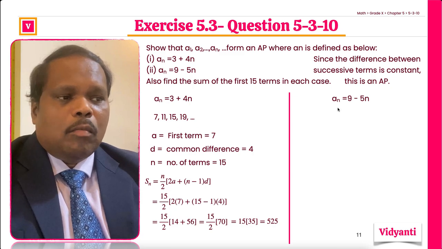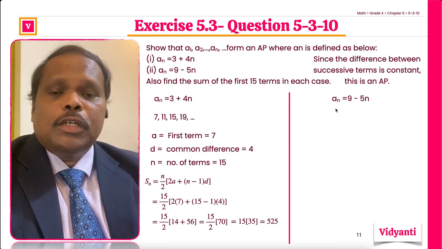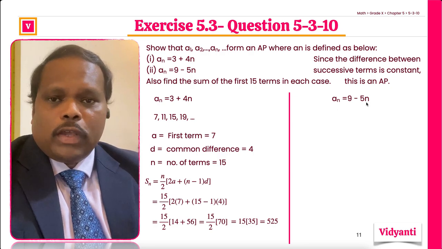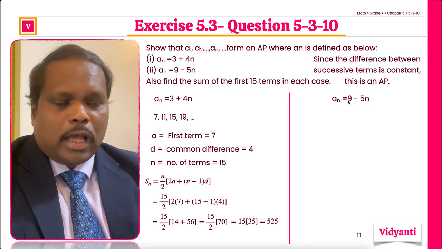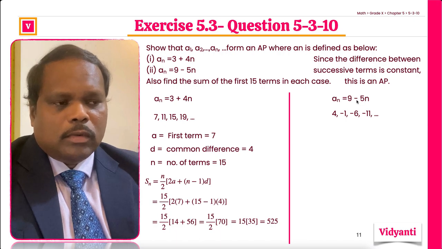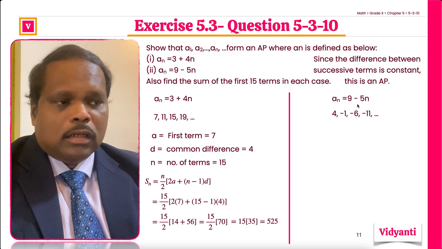Let's see the second case. a_n is 9 minus 5n. Again, we will use the same procedure. We'll substitute the value of n starting from 1. When the value of n is 1, this will become 9 minus 5 times 1. That's 9 minus 5, that will become 4. When n is 2, this will become minus 5 times 2, that's actually minus 10. So 9 minus 10 will become minus 1.